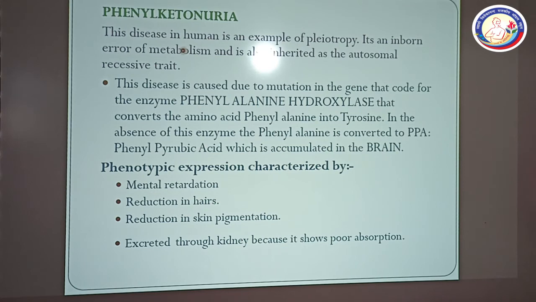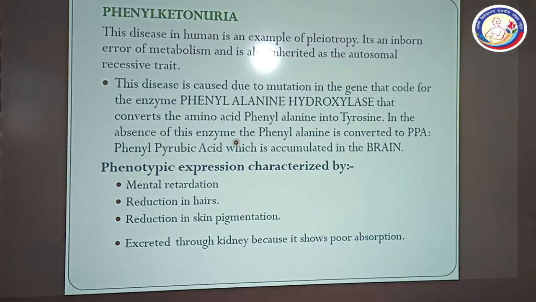phenylketonuria. This disease in humans is an example of pleiotropy. It's an inborn error of metabolism. So it will cause a metabolic error and is also inherited as an autosomal recessive trait. This disease is caused due to mutation in the gene that codes for the enzyme phenylalanine hydroxylase. The enzyme phenylalanine hydroxylase converts the amino acid phenylalanine into tyrosine.